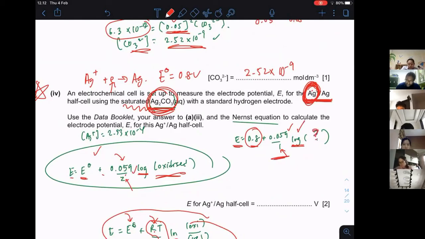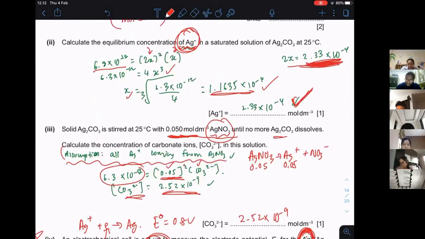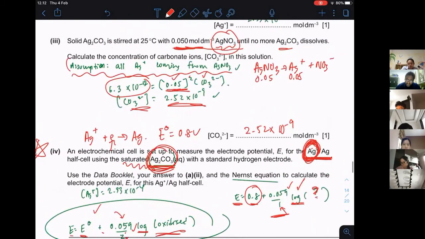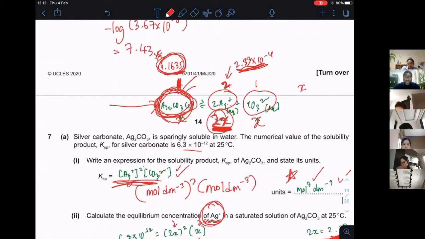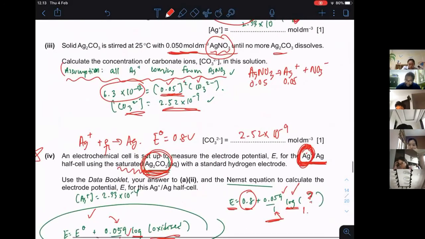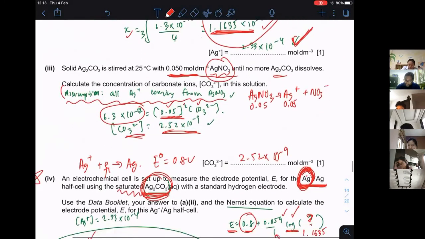What do we use over here? Do we use silver ions, which is 2.33 times 10 negative 4, or this one? To answer that question, you need to use the one over here, because silver carbonate is sparingly soluble. So the concentration of silver carbonate is used rather than the concentration of Ag plus. So it's going to be half of it, which is this value. So I just put that value, 1.1635 times 10 negative 4.